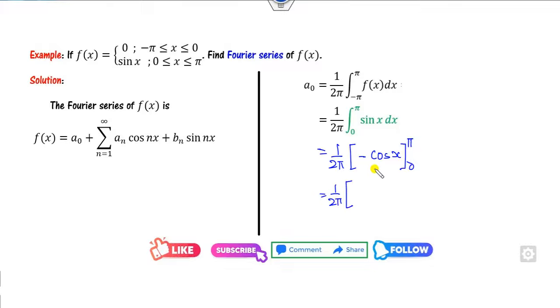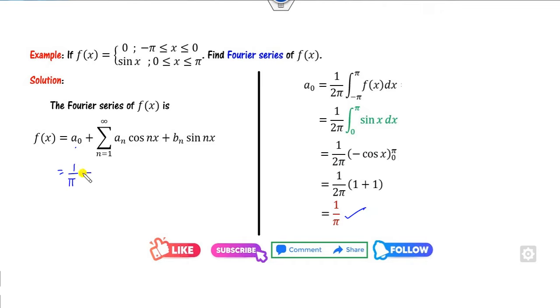What is cos pi? Minus 1. So minus minus plus 1. When you substitute lower limit 0, cos 0 is 1. So 2 and 2 will be cancelled out. This number will be 1 over pi. So your a naught will be 1 over pi.